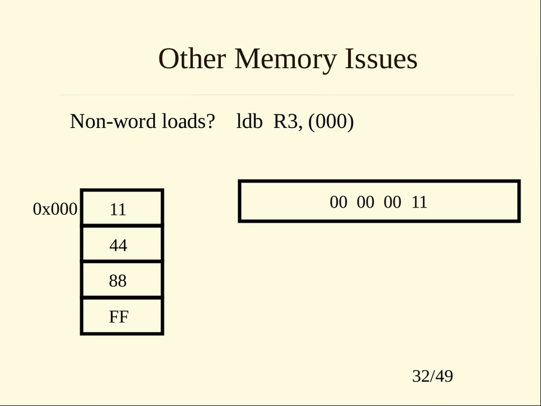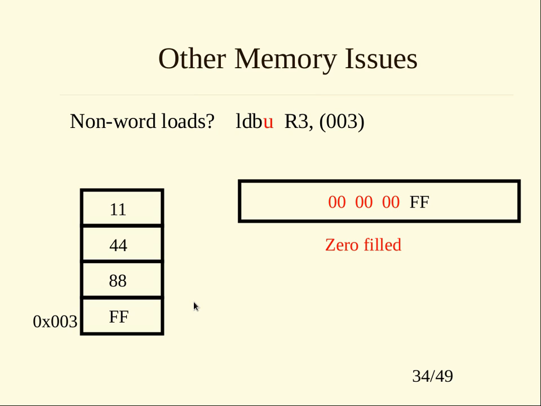So non-word loads, so that's LDB, load a byte. If you want to load a byte from position 0, and let's see, you're loading 1 byte into R3. R3 in this case is a 32-bit register. Maybe you would pre-fill it with a bunch of zeros. If you're trying to load the FF, you might be doing a sign extend where you fill in the previous ones. Again, this is only loading bytes, not loading everything. Or you can make it zero filled with load byte unsigned. All separate instructions.